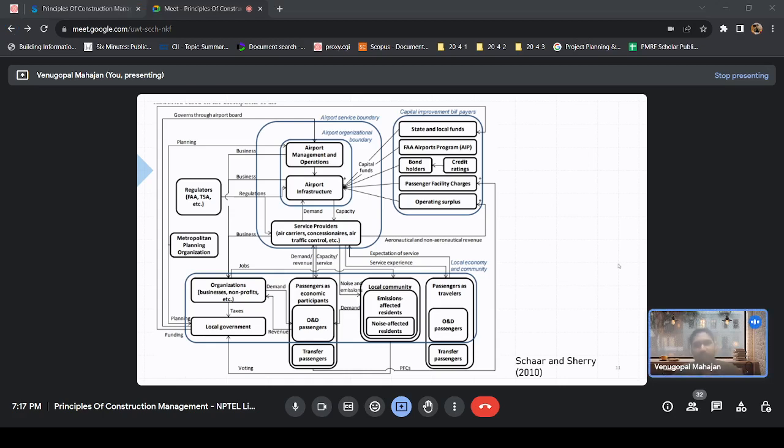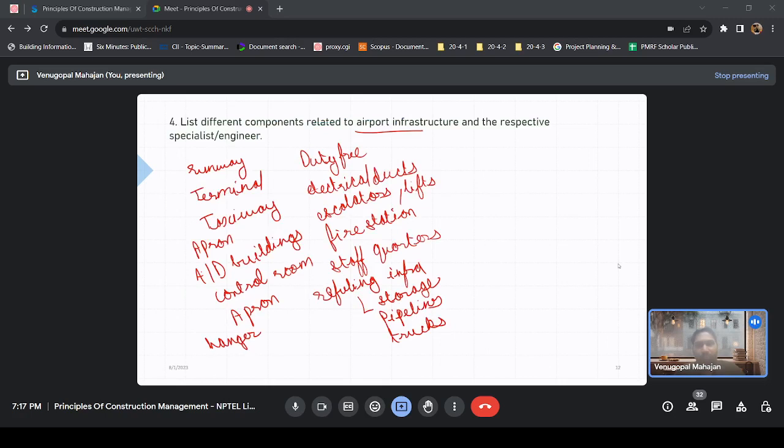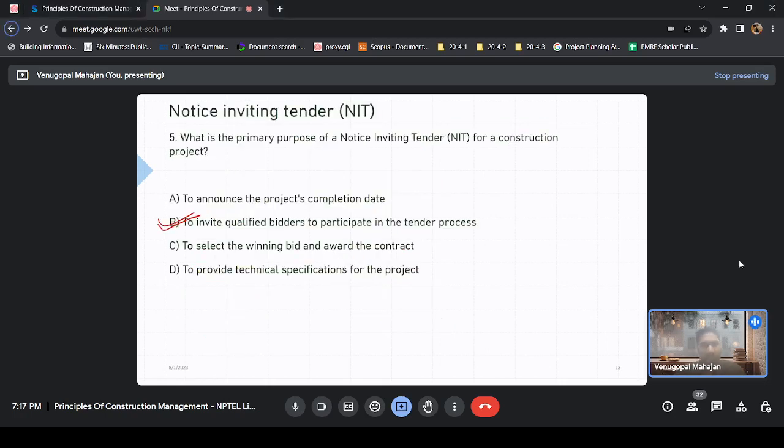Okay. So we discussed this airport case study, similar to the metro case study in the sir's lectures. Then we came to different components related to airport infrastructure, and the discussion was on NIT. So, why NIT? If you want something done, you should obviously choose the right person to do it, right? And how do you choose the right person? If you don't know, you ask them.